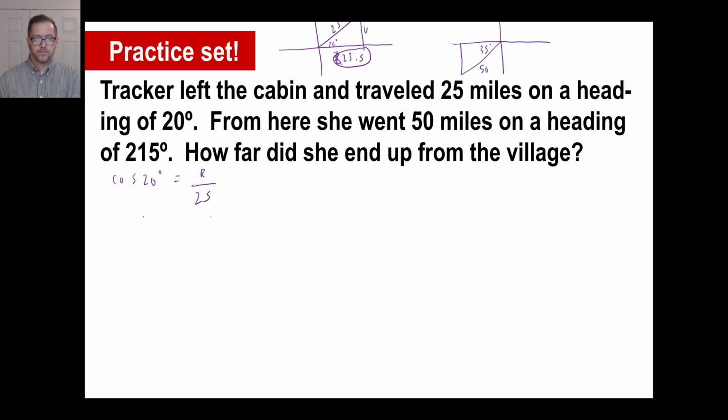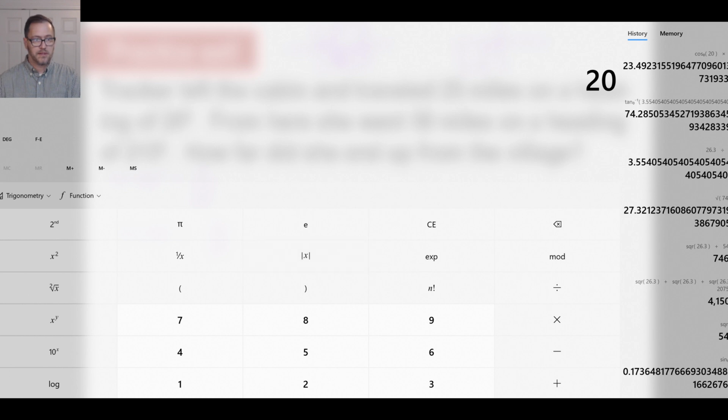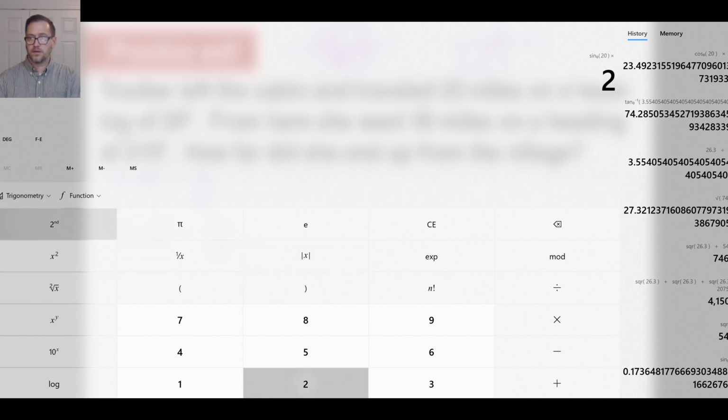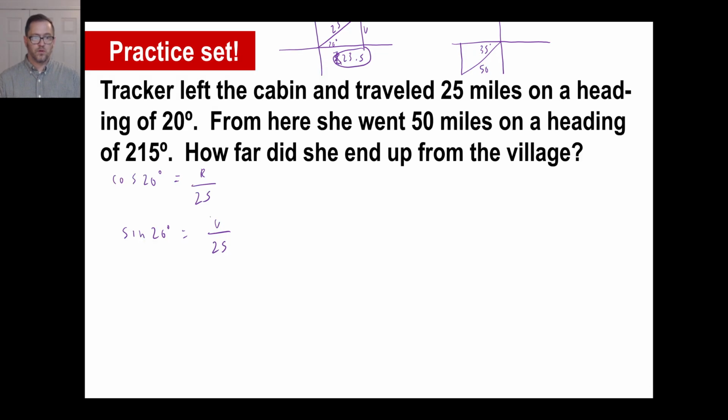Let's find the U. The sine of 20 degrees equals U over 25. Sine of 20 degrees, let's pop it in there. All right, and multiply that by 25. And we'll call it 8.5. Close enough. All right, so here we go, 8.5. Both of those are positive because the X, R, is going to the right, which is positive, and the Y, or U, is going up.